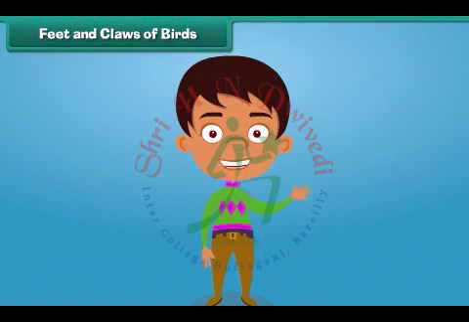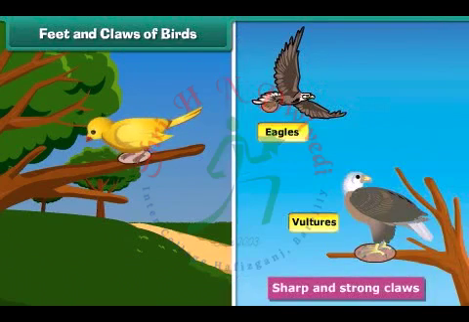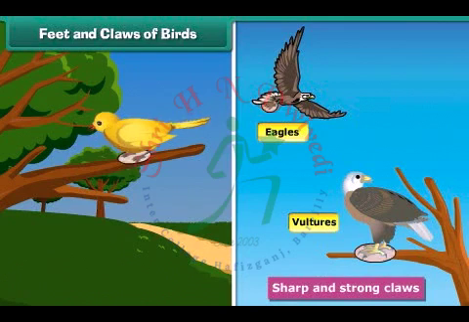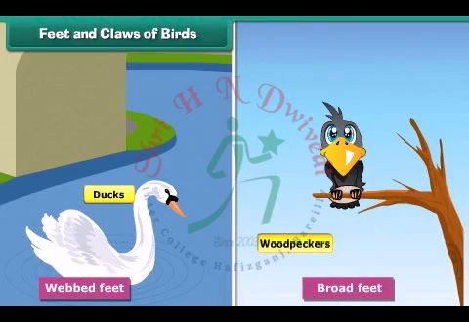As we all know, birds walk and hold food with their feet and claws. Different birds use their feet and claws differently. As we see, vultures and eagles have sharp and strong claws to hold small animals, while ducks have webbed feet that help them swim in water. Woodpeckers have broad feet and they use their feet to climb the trees.